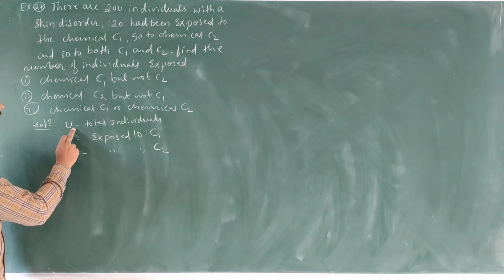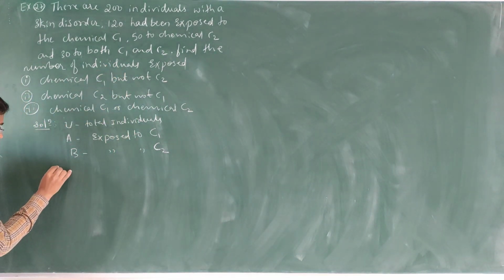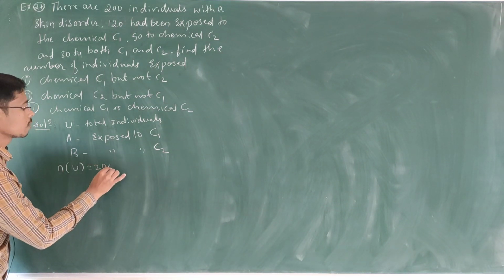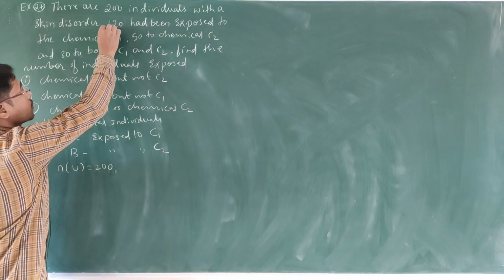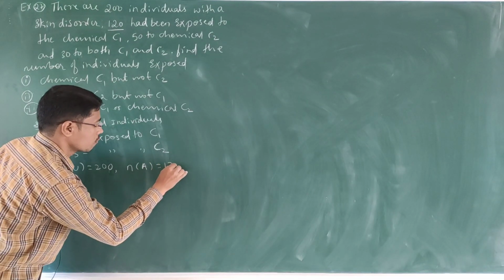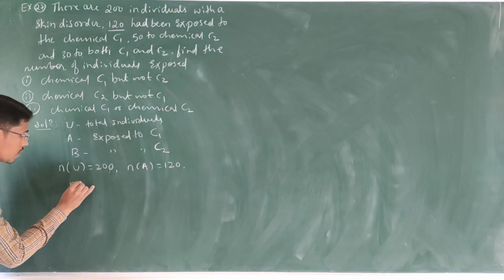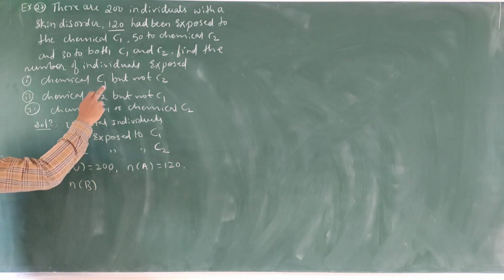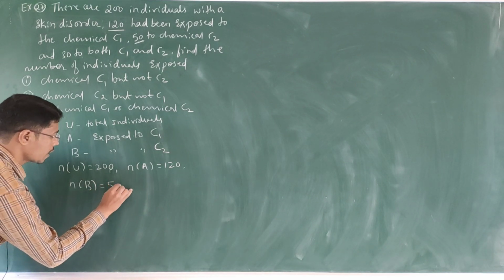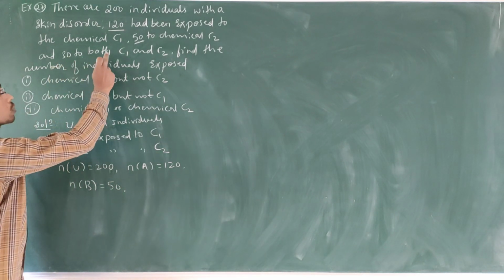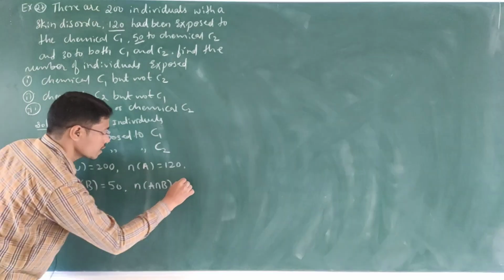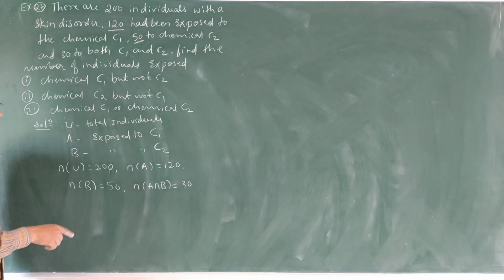First write the given. Total individuals are N of U, that is 200, and A, the C1 chemical exposed individuals, N of A is 120, and N of B, that is exposed to the chemical C2, is 50. And both, exposed to both C1 and C2, that is N of A intersection B, is 30 members. This is the given.